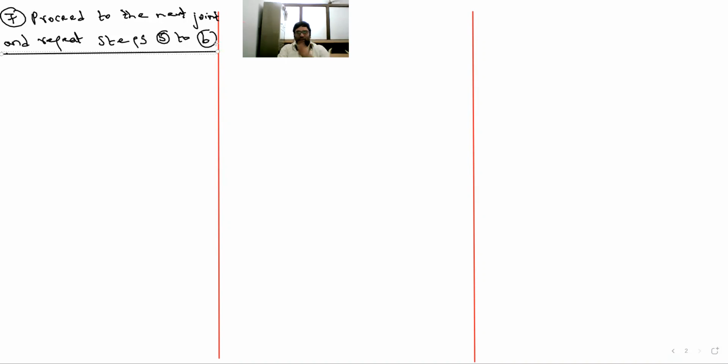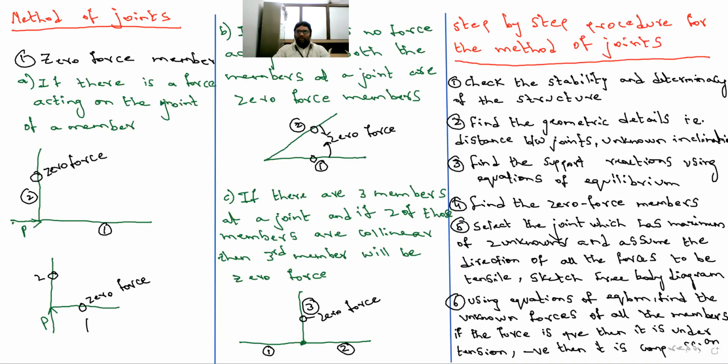Okay, so I'll go back again and read it out. What is the first step? Check the stability and determinacy of the structure. Find the geometric details, that is, distance between joints, unknown inclinations, etc. Find the support reactions using equations of equilibrium.